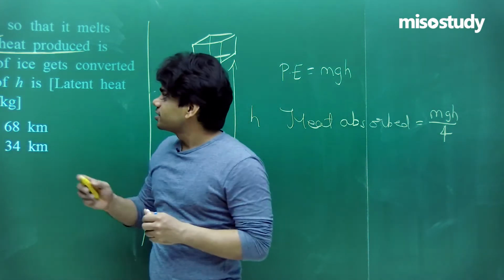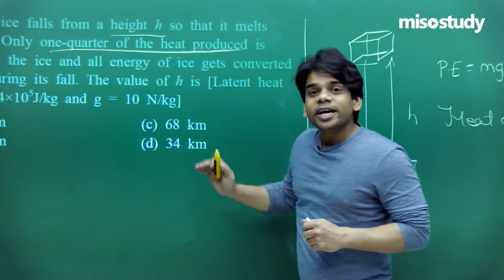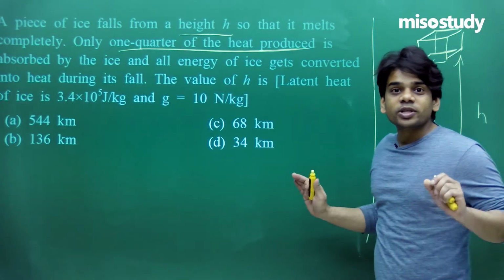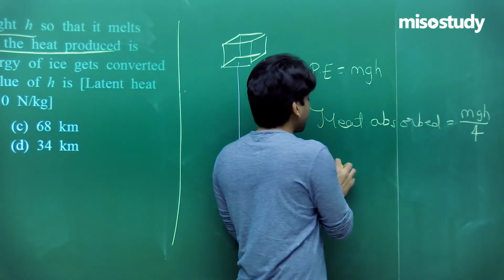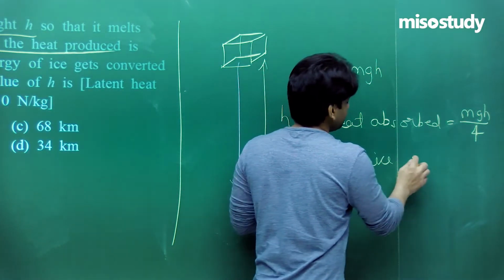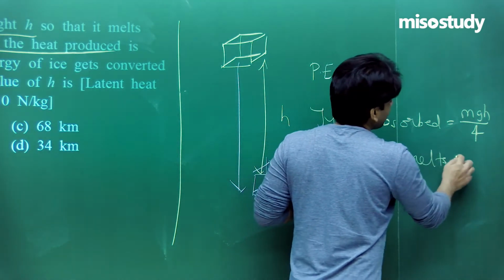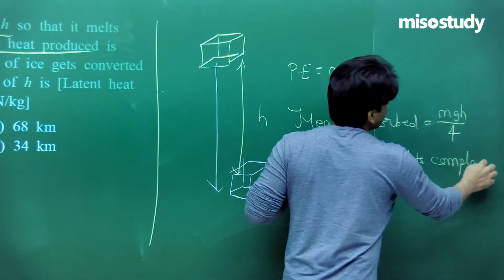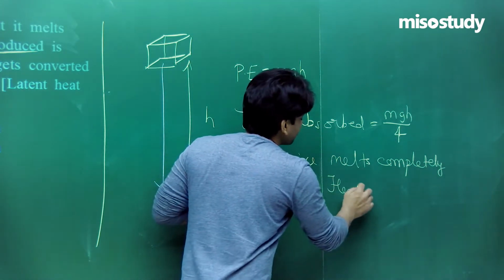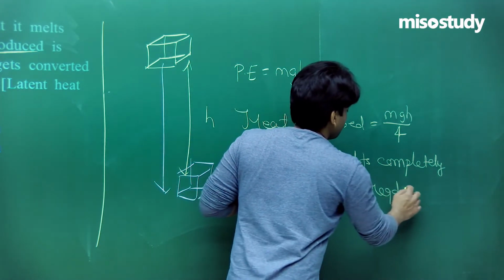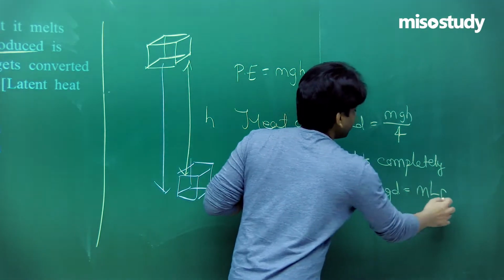Next thing you see, it says: how much heat will be required? All the ice melts. So how much heat will be required? That will be equal to mL. So as ice melts completely, we can say that the heat required is equal to mass into latent heat of fusion of ice.